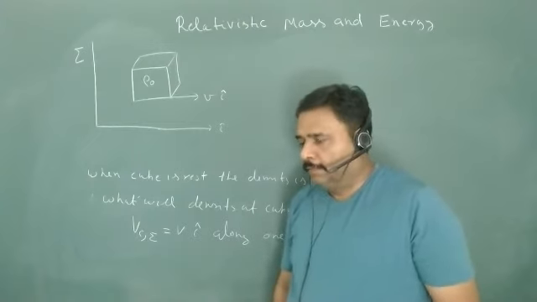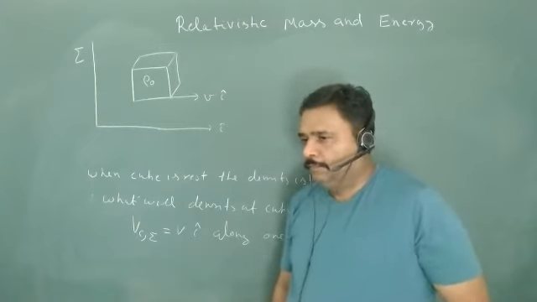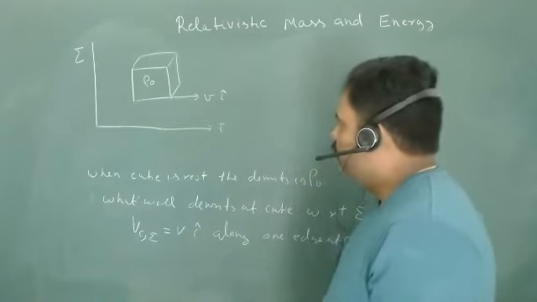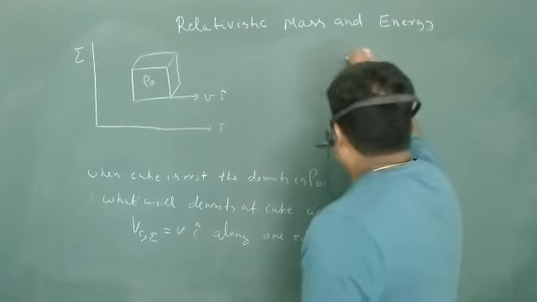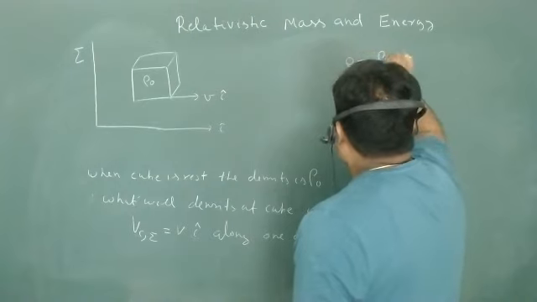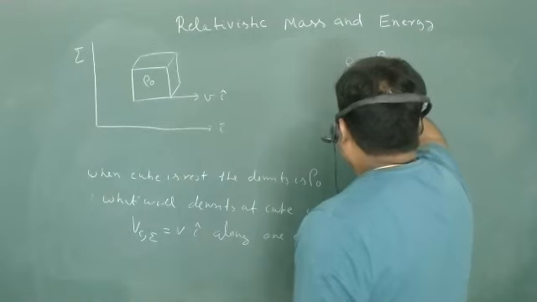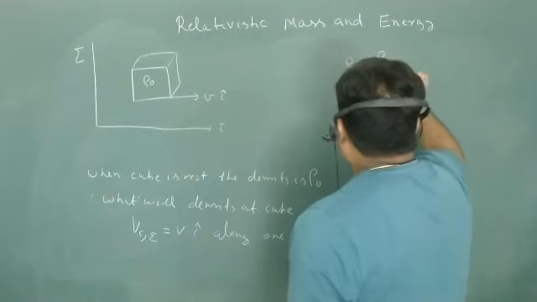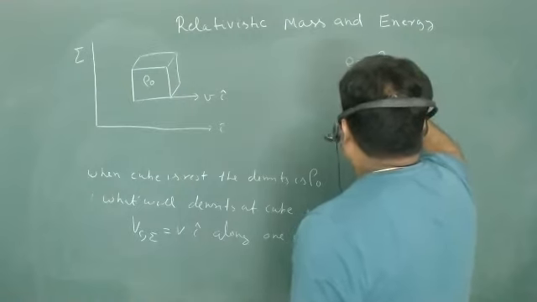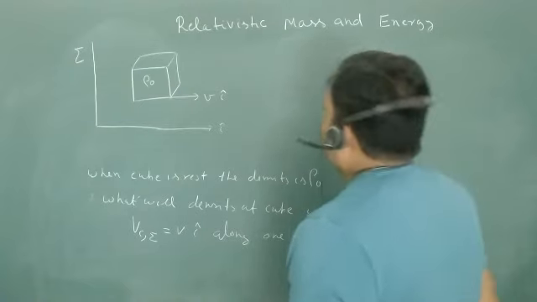Anyone? Yes, sir. What will be the answer? Rho naught upon, bolo bolo, 1 upon 1 minus v square upon c square. Very good. 1 minus v square upon c square. Very good.